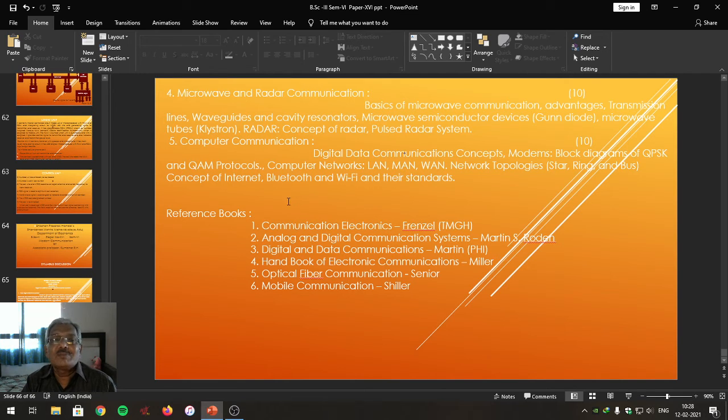Dear students, the reference books for the syllabus which were discussed just now. The first one is Communication Electronics by Frenzel. This is a very good book. Almost all the syllabus will be available from this particular book. Four or five copies are available in our college library. This is the best book for you as students.